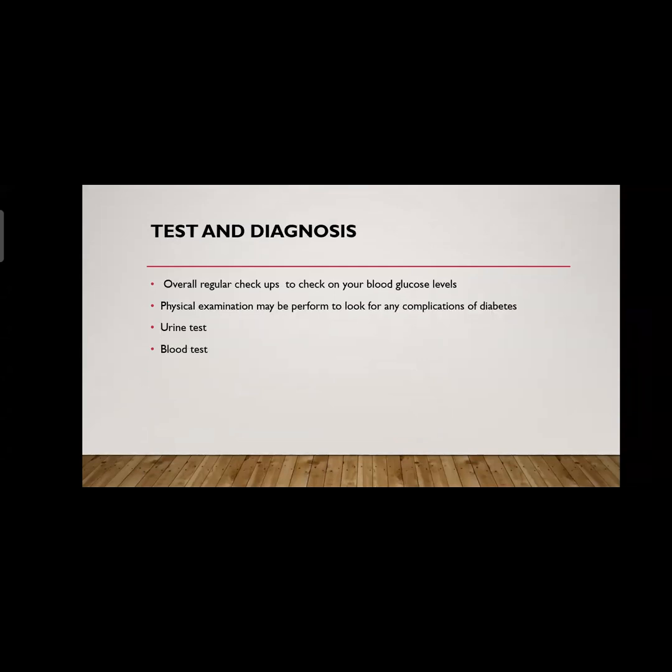And diagnosis. To know whether a person has diabetic nephropathy or not, these are the tests that we can do. A person should always do a regular checkup of the blood glucose level. The blood glucose should always be checked regularly, and then the physical examination, that is the examination of the whole body, because they can detect if the person has some complications of diabetes. Then a urine test may be performed and blood tests.